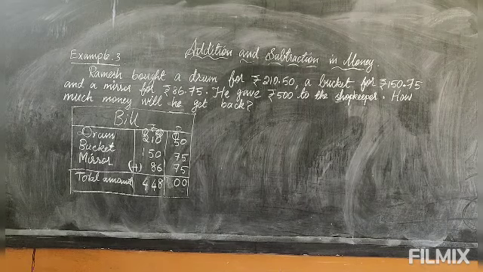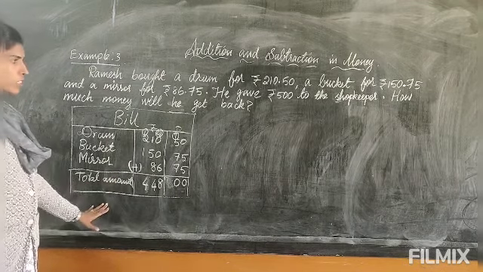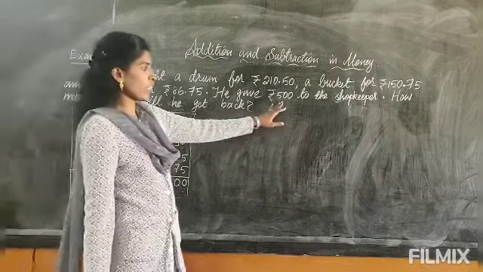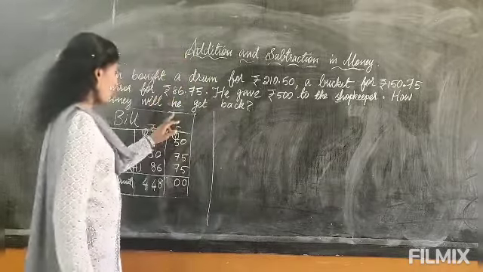So the answer is 448 rupees and 0 paise. Okay, 448 rupees and 0 paise. So this is the bill amount, how much he has bought. And he gave 500 rupees to the shopkeeper. So now we have to find out how much he will get back.